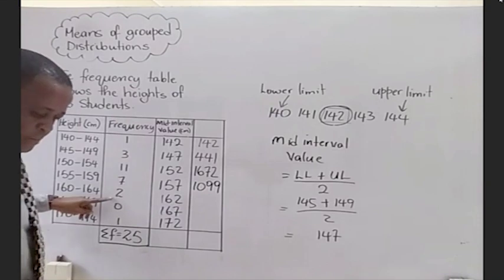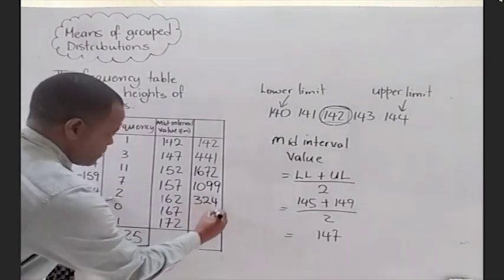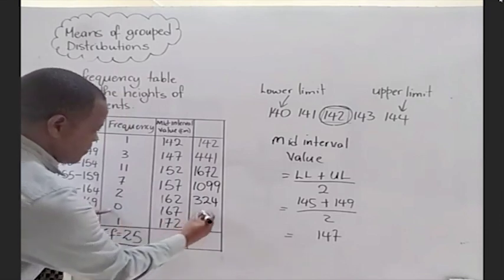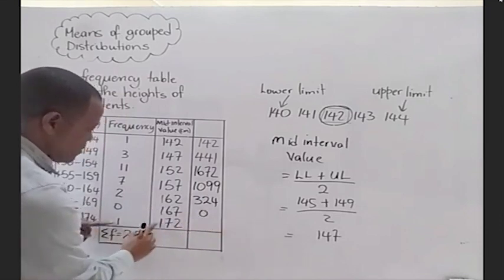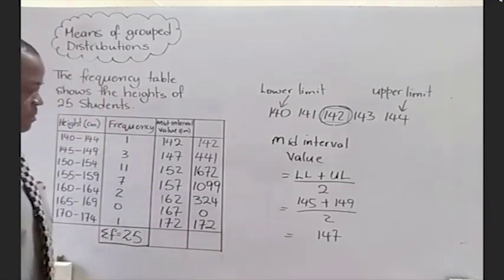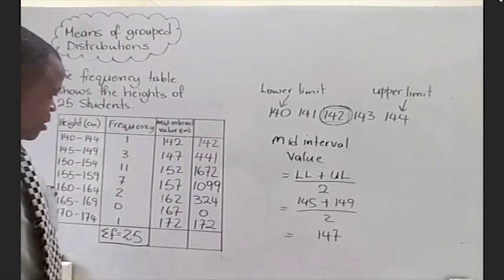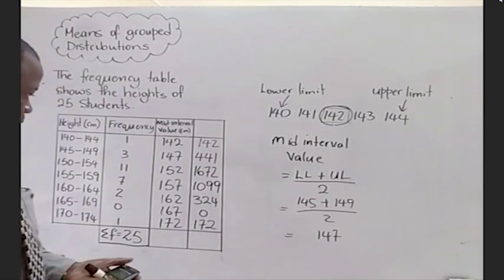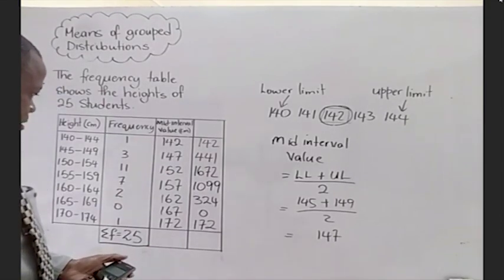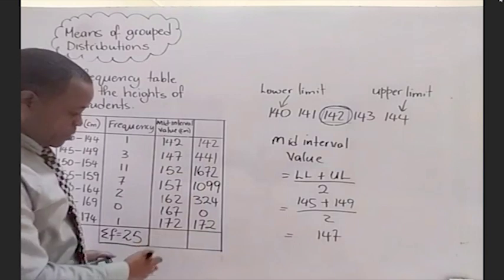Good. 2 times this will give me 324. 0 times this will give me 0. 1 times 172 will end up giving me 172. All right, so we have all our values there. I could just do a quick check to see if all is correct there. Yes, good, it's looking good there.